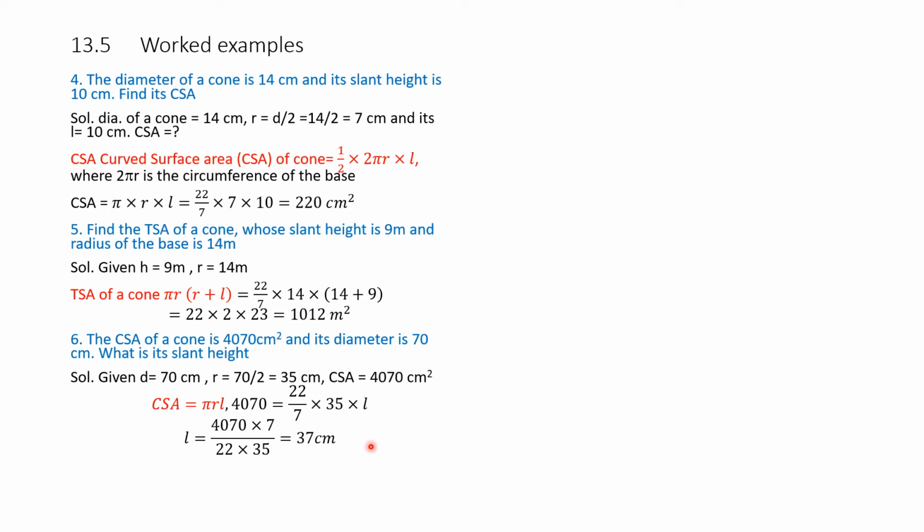Problem number 7. The slant height and diameter of the base of a conical dome are 25 meters and 14 meters respectively. Find the cost of whitewashing its curved surface area at the rate of rupees 210 per 100 meter square. Please underline the rate as 210 per 100 meter square. But we are required to calculate the curved surface area in terms of meters. So let us find out.